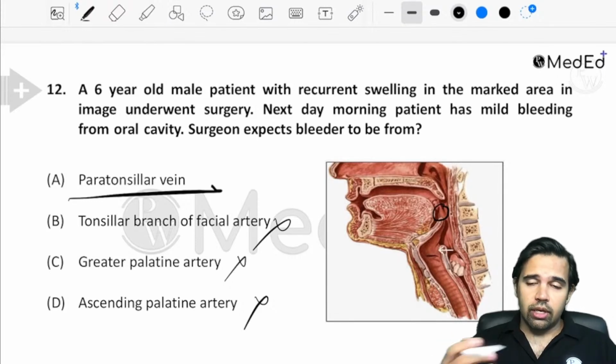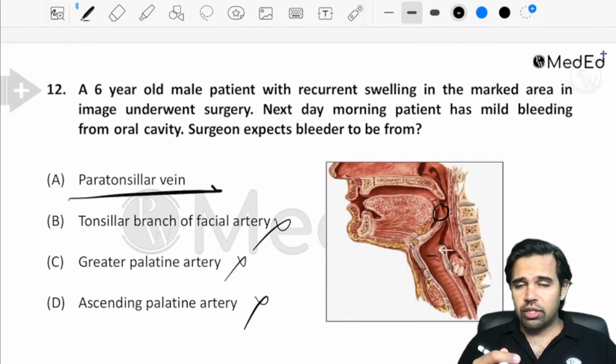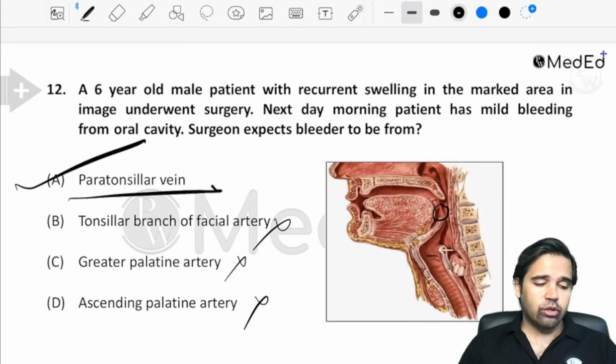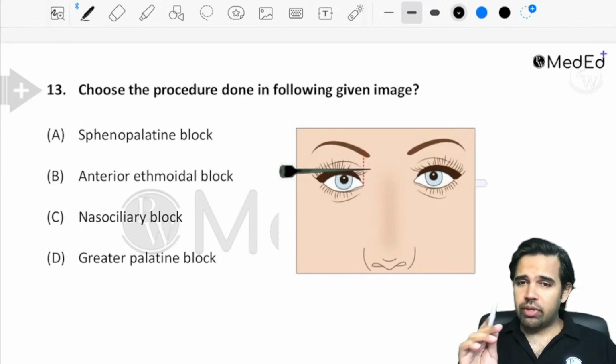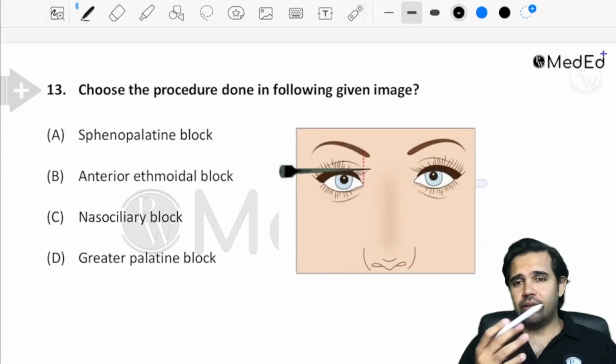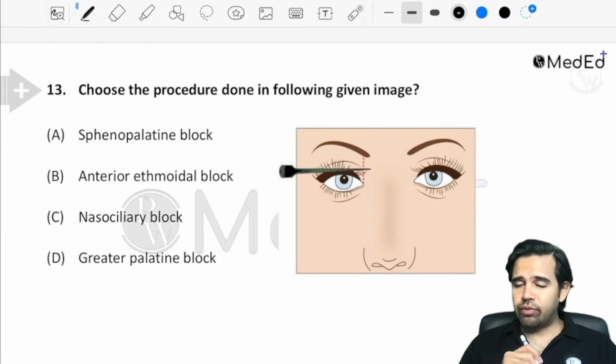Paratonsillar vein you can still control with a lot of measures and all of that. Paratonsillar vein is the right answer. This question is again a repeat. This was asked in the last INICET. It was asked, I think, 2 years before as well.